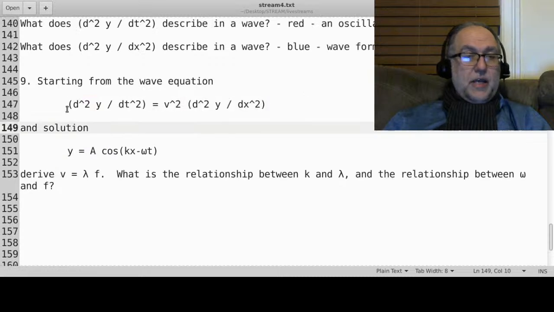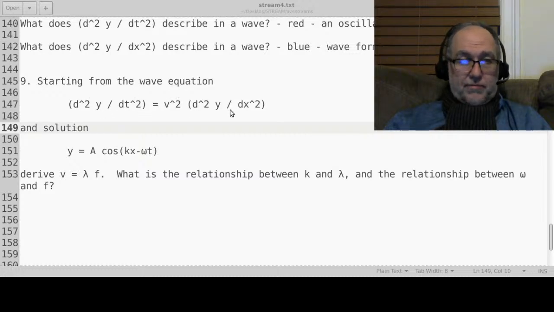Okay, so here's how you do it. Let me read the problem first. Starting from the wave equation and the solution, y equals A cosine(kx minus omega t), derive v equals lambda f. Also, what is going to be the relationship between k and lambda and omega and f? That second part will come out as we do this.